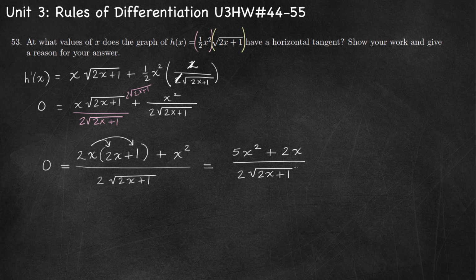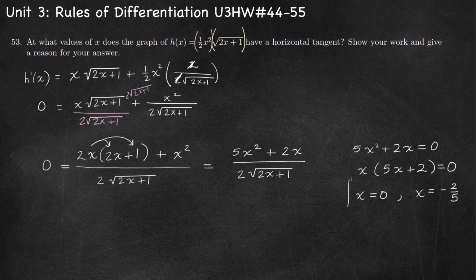Well, a fraction can only equal 0 when the numerator is 0 and the denominator is not. So to figure out where this fraction is equal to 0, all I really need to do is set the numerator equal to 0. If I set 5x squared plus 2x equal to 0, I can factor out an x, and I'm left with x times 5x plus 2 equals 0. Then I set each factor equal to 0, and I get x equals 0, or x equals negative 2/5. So those are the x values that are going to give me a horizontal tangent.